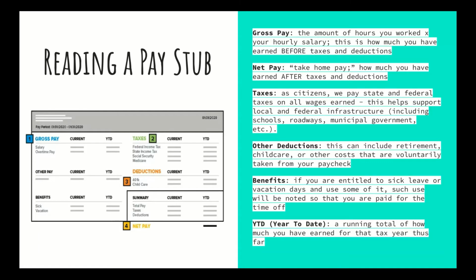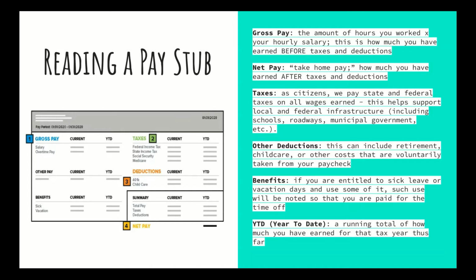There are other deductions, okay? So depending upon what your company offers and what you elect to include as deductions, this might include retirement, okay? If you have a 401k or 403b, childcare, if your company offers that and it gets taken from your salary, and other costs that are ultimately voluntarily taken from your paycheck, okay? So you opt to include these deductions.